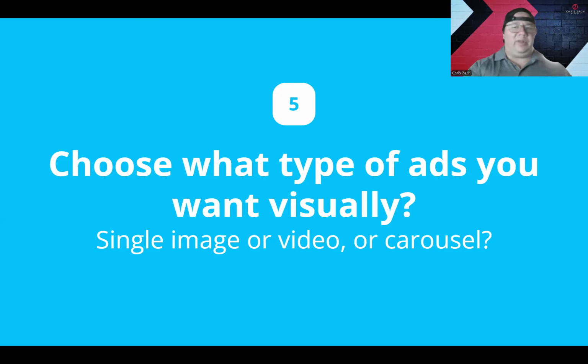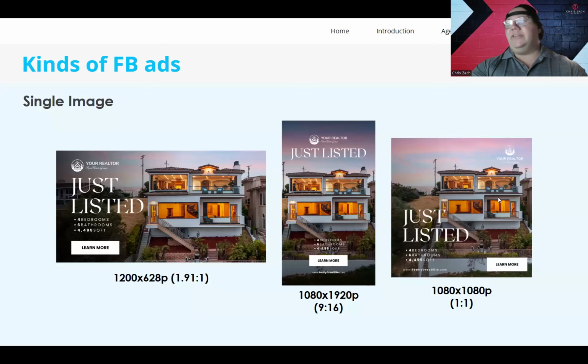This is actually what the general public sees. Facebook and Instagram give us a couple different options as far as this. So let's go over those different options. First one, you've got a single image. You'll notice we have 3 different ad types or graphic types here on your screen. Single image, you have this, which is really good for desktop. You've got this middle one, which is really good for Facebook stories and Instagram stories and reels.